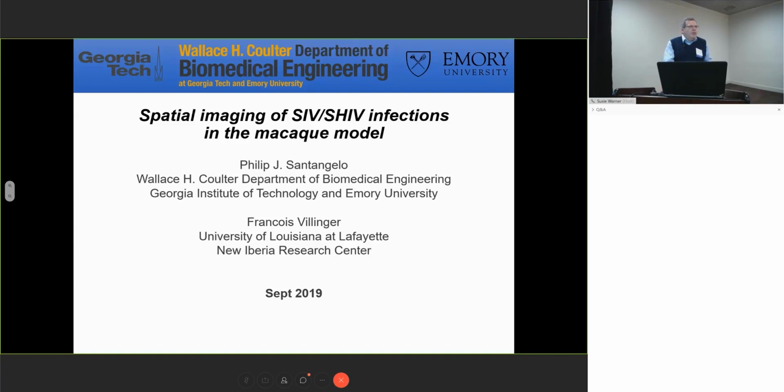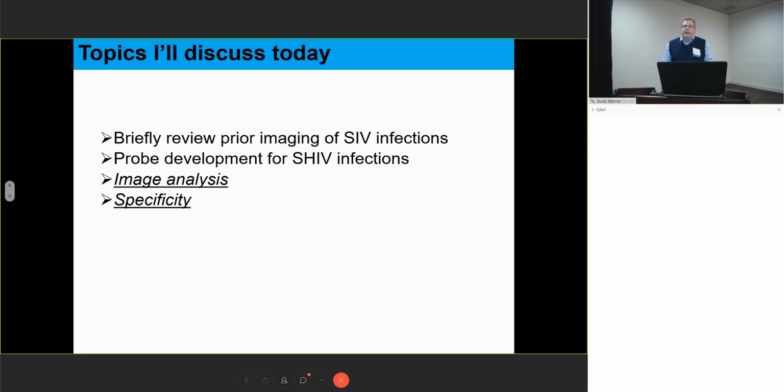So I'm going to talk a bit about imaging, specifically PET-CT for imaging SIV and SHIV infections. I'm going to briefly talk about some of our past work on SIV, but then I'm going to move quickly into probe development for SHIV infections. I'm going to talk about some of the considerations for imaging HIV instead of SIV.